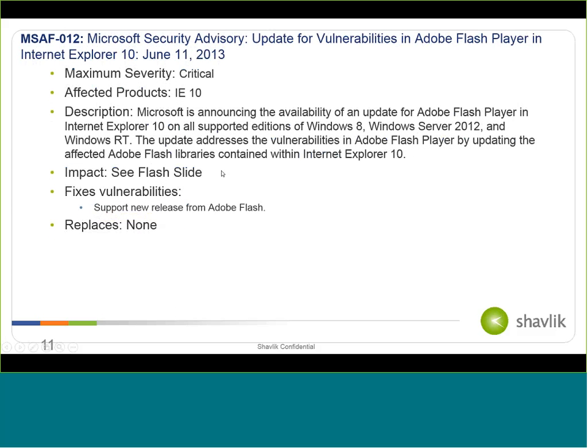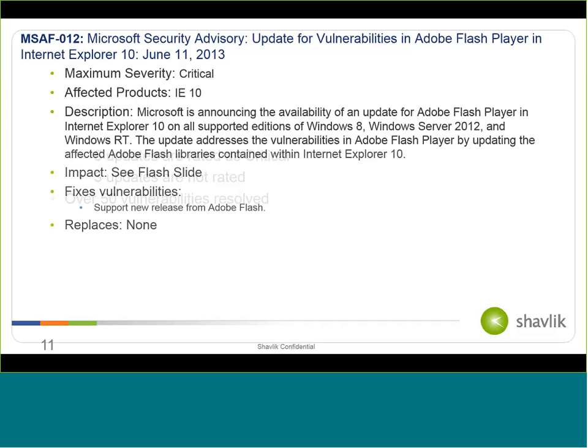The last of the Microsoft updates this month is actually a security advisory, an update for vulnerabilities in Adobe Flash Player in Internet Explorer 10. So Flash is one of the third-party patches that we're going to be discussing here in just a few minutes. This patch is rated as a critical severity, and it affects IE10, but the severity is all on the Flash side. So this update makes it so that IE10 will support the new Flash plugins, which the Flash update we'll talk about here in a second makes it so you can support the new version of that.